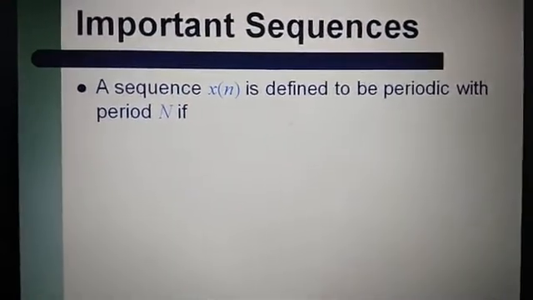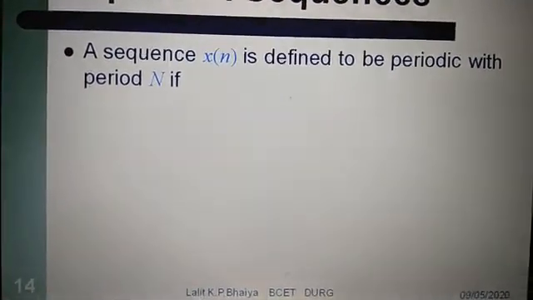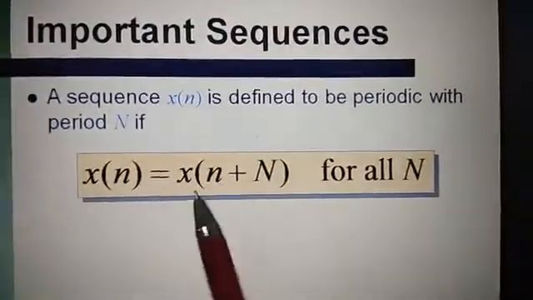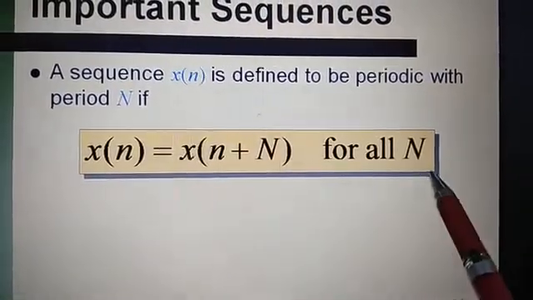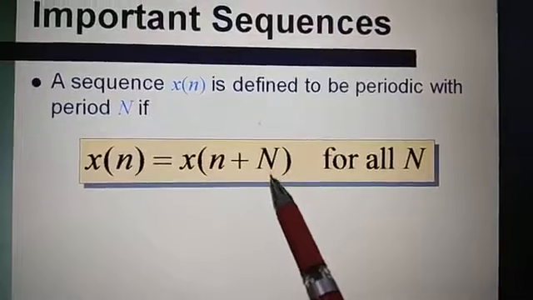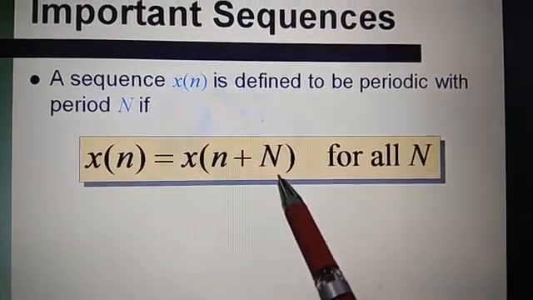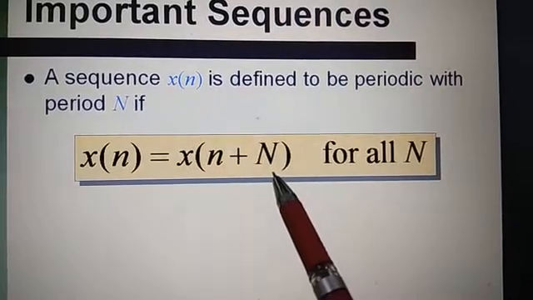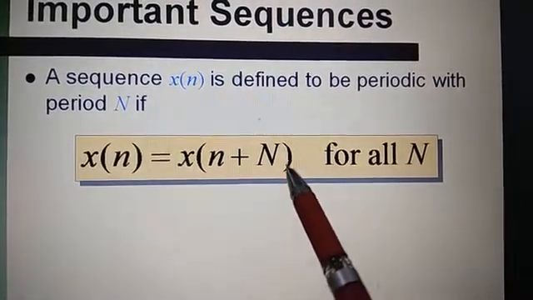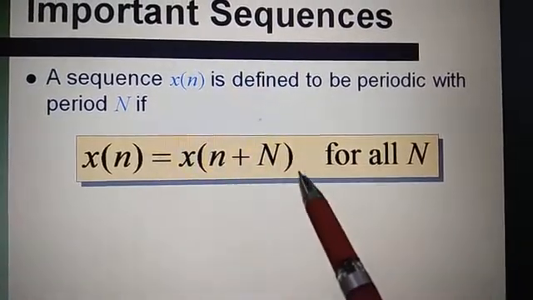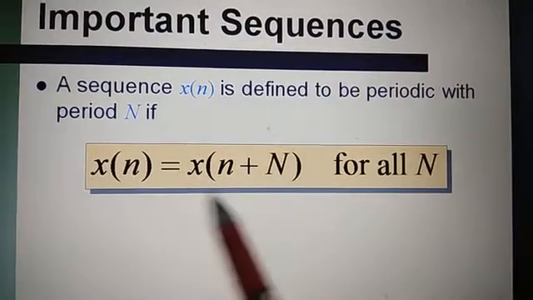Then a sequence x of n is defined to be periodic with a period of N if x of n is equal to x of n plus N for all values of n. This capital N is called the period. It is the number of samples. Let us say if capital N is equal to 10, then it is a period of 10. If you consider capital N is equal to 8, it is a period of 8. After every 8 samples, the same signal you will obtain here.